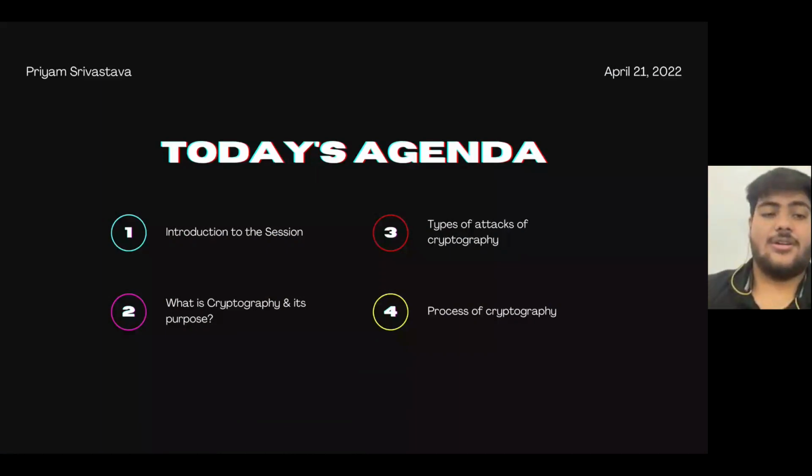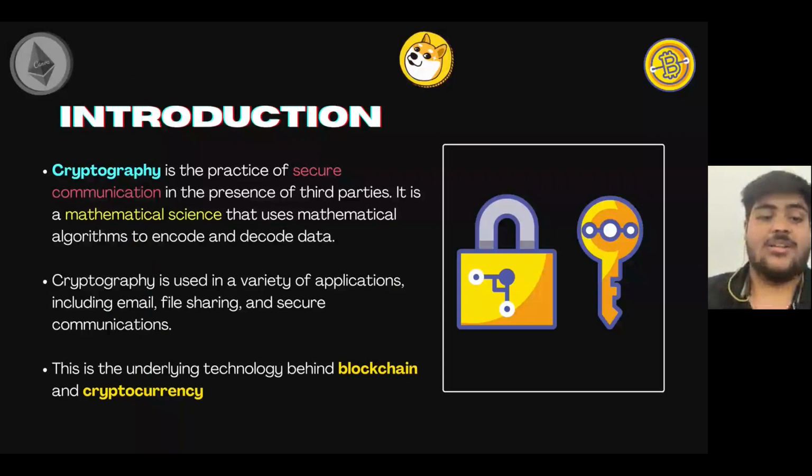So here's the introduction. Cryptography is the practice of secure communication in the presence of third parties. It's a mathematical science that uses mathematical algorithms to code and decode data. So what does this mean?